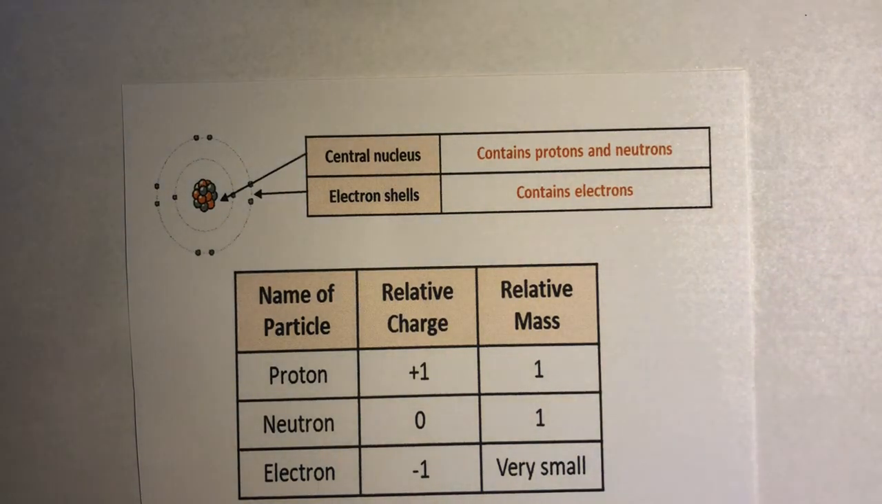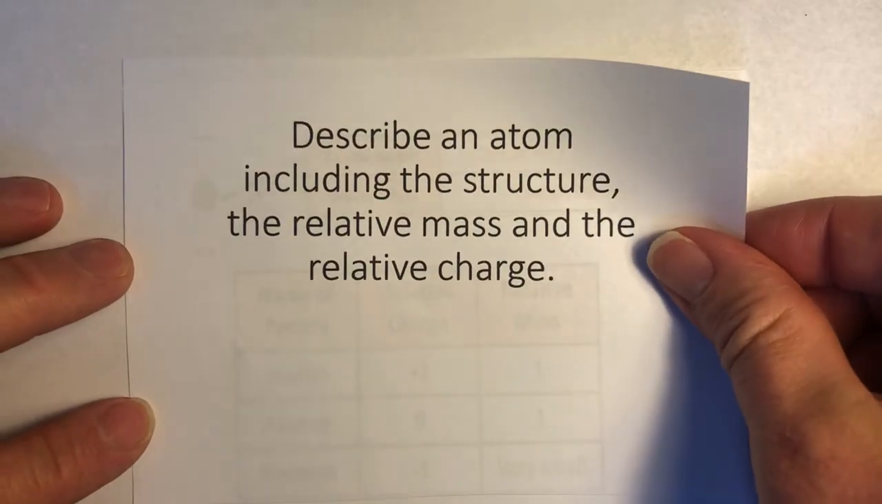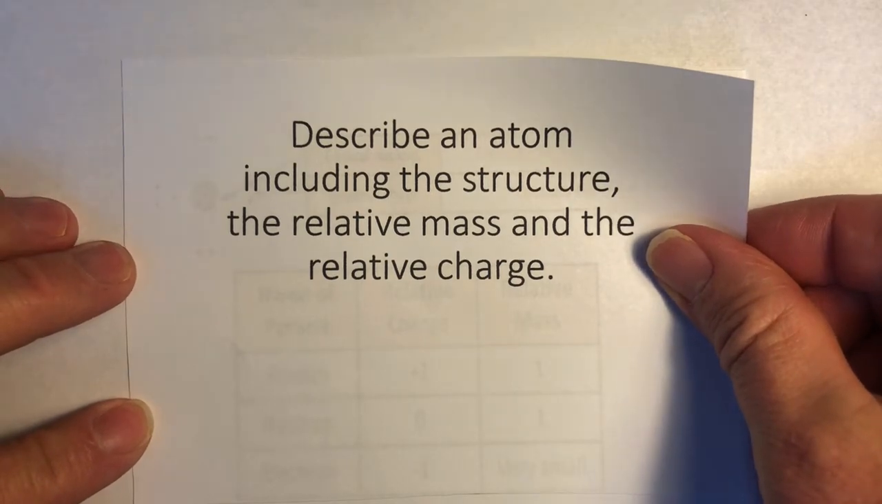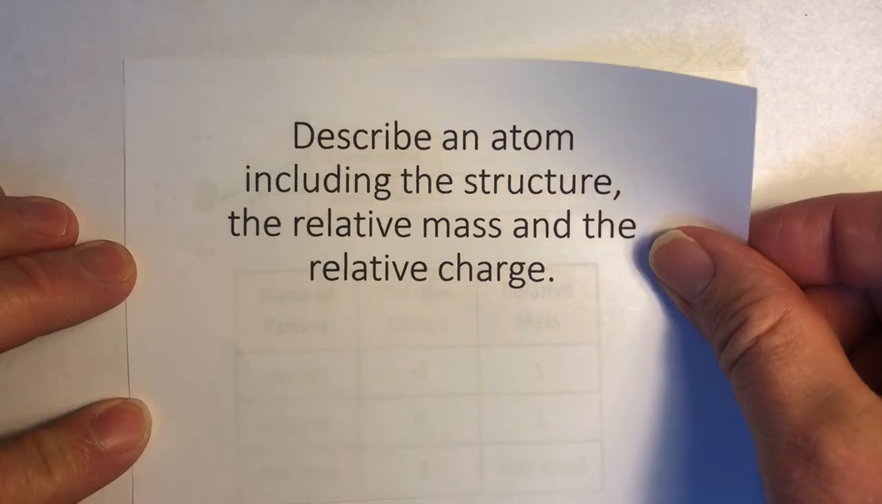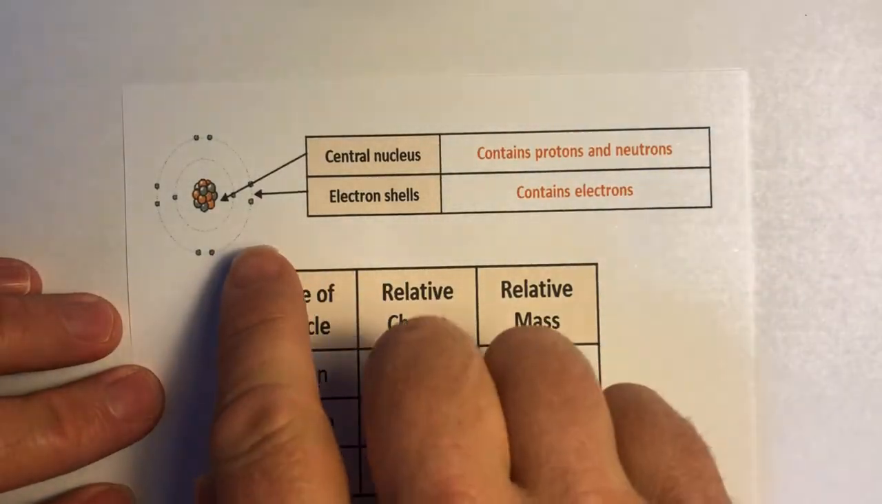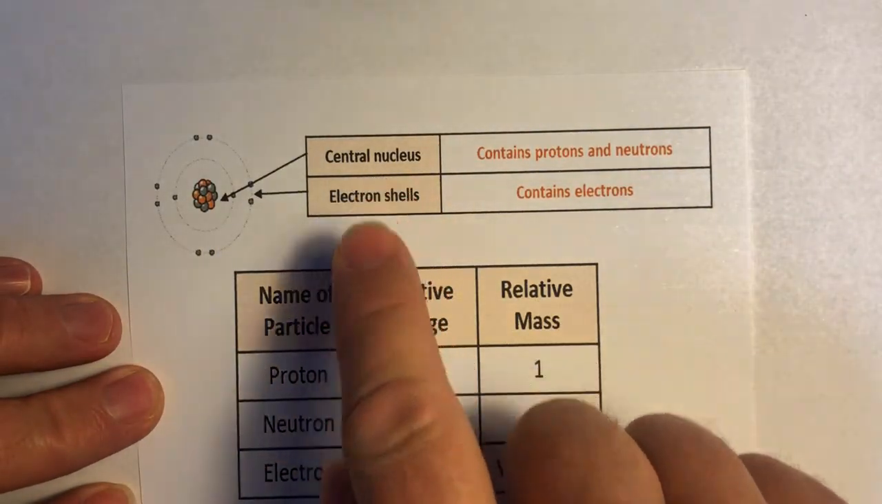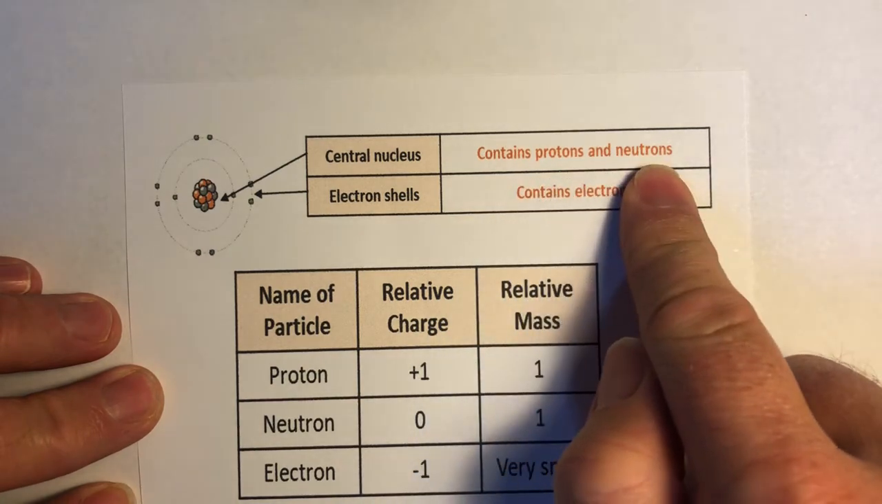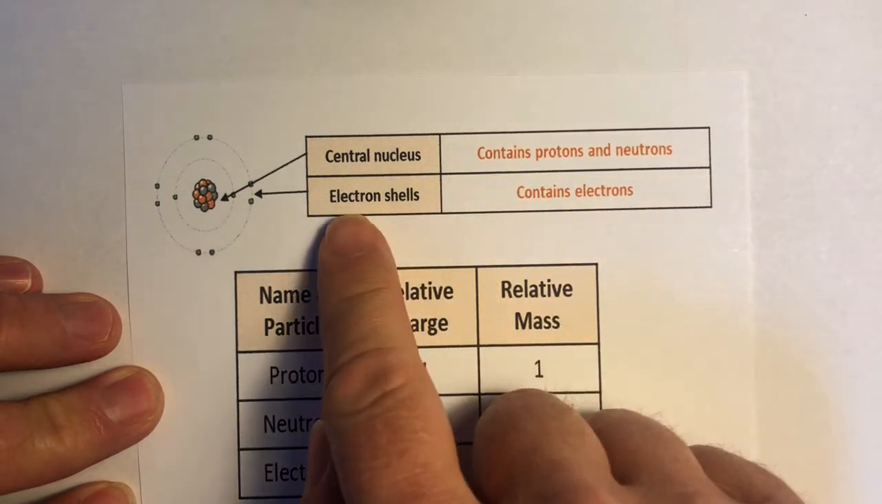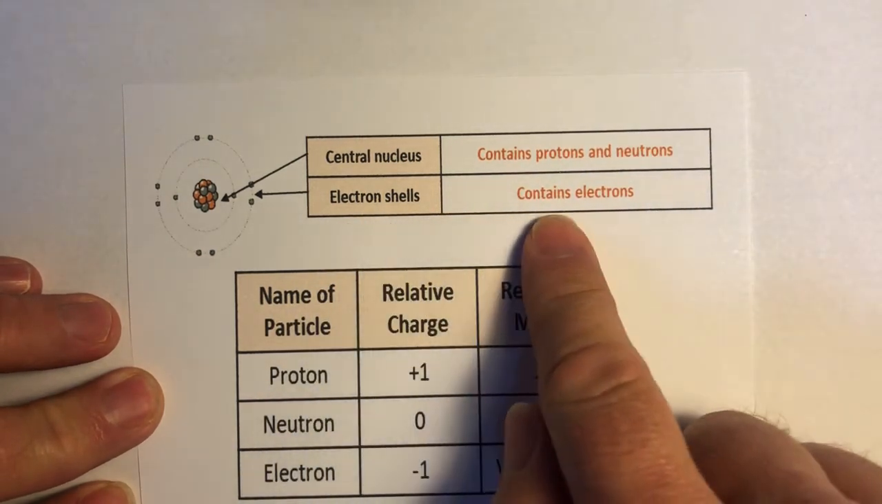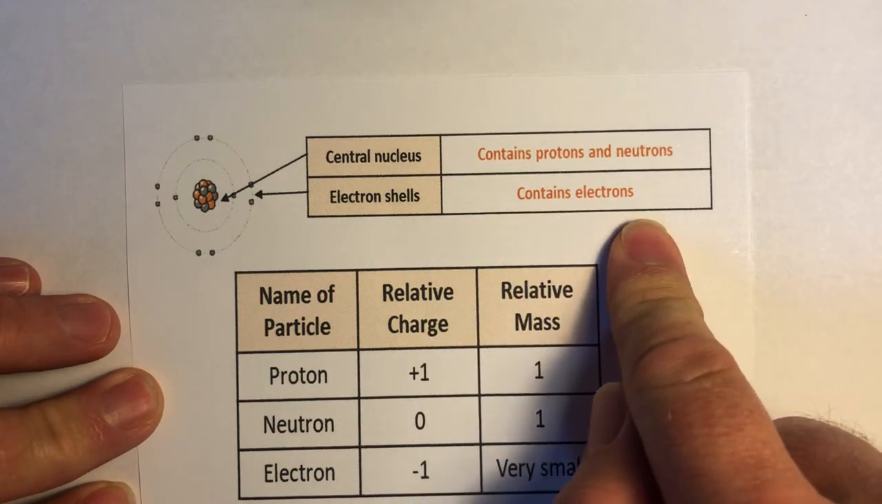So back to the question. Describe an atom including the structure and relative mass and relative charge. So an atom has a central nucleus that contains the protons and the neutrons. It also has electron shells that contain electrons.